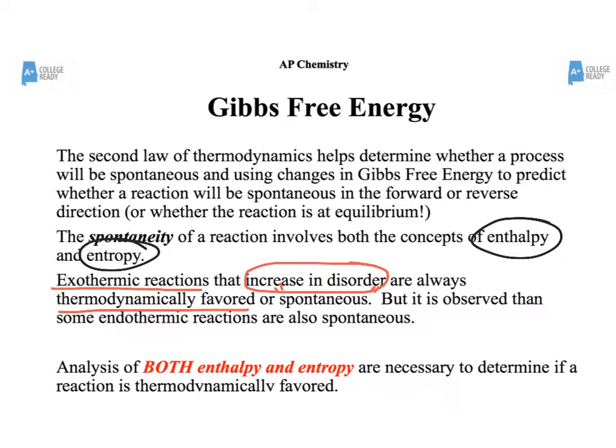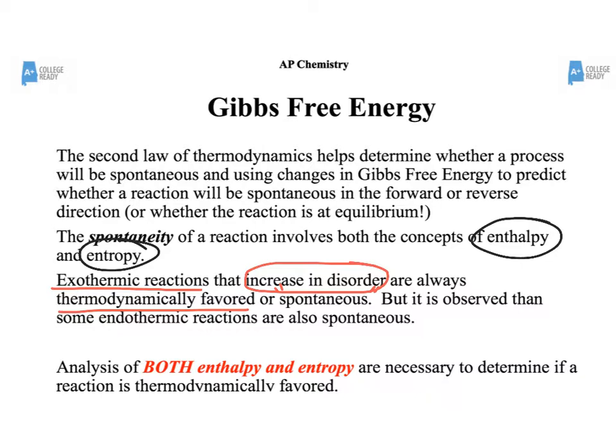So, for example, a combustion reaction. A combustion reaction is exothermic. It's getting more disorderly. Once you set something on fire, it's just going to keep burning until you run out of the reactants. That is a thermodynamically favored reaction. But we've also observed that sometimes, if a reaction is endothermic, it can also be thermodynamically favored. Even though that's not the way that makes things easy, it can be thermodynamically favored. So we have to look at both the enthalpy and the entropy to determine if a reaction is thermodynamically favored.